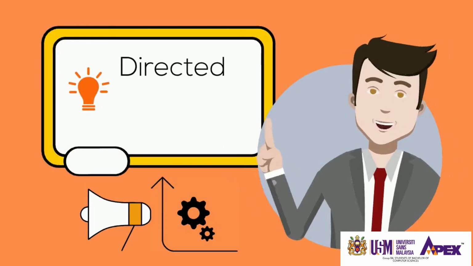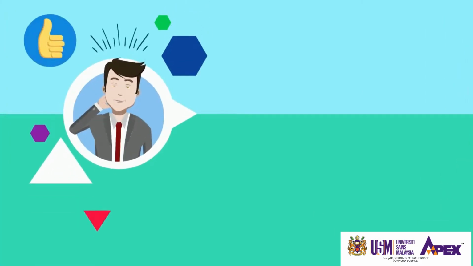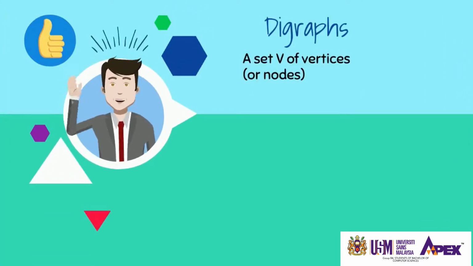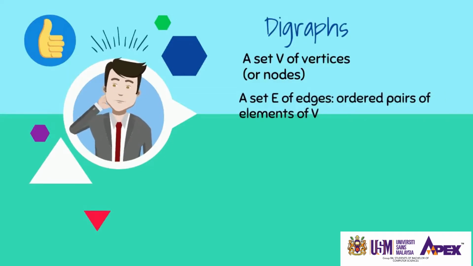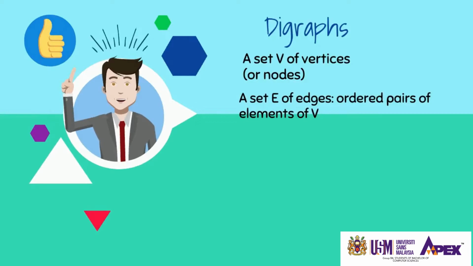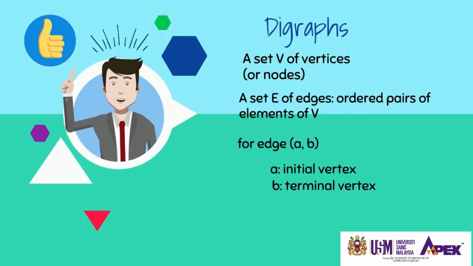Directed graph or digraph. A digraph has a set V of vertices or nodes, and a set E of edges, which are ordered pairs of elements of V. For each (A, B), A is the initial vertex and B is the terminal vertex.